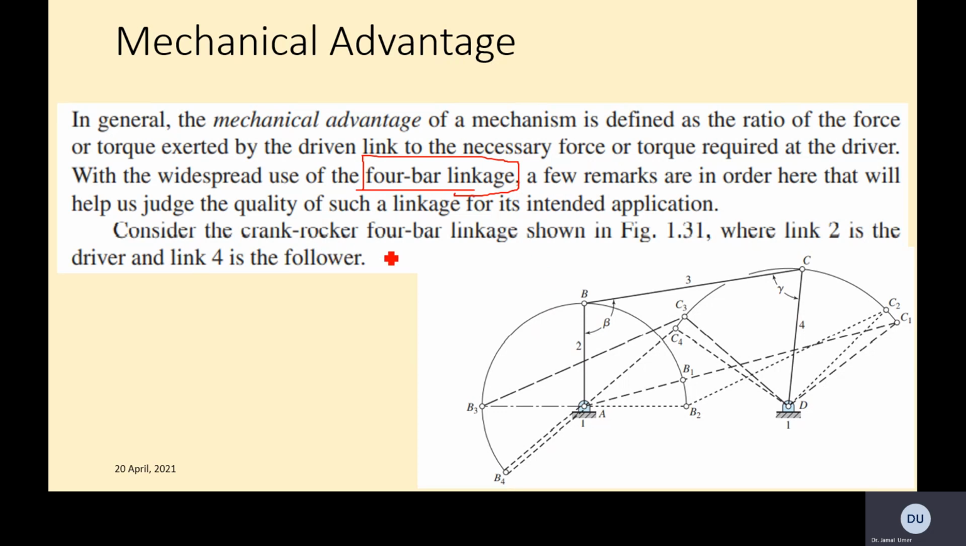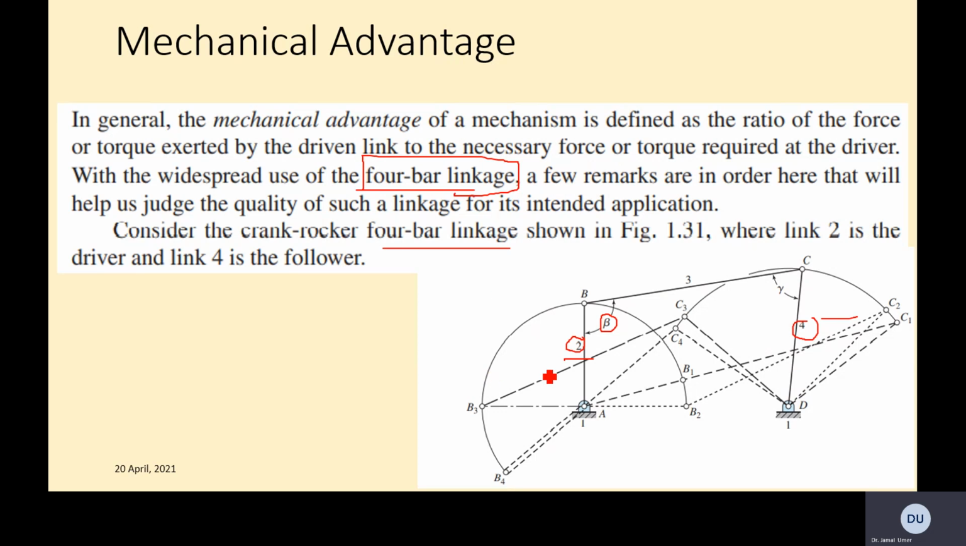Consider the crank-rocker 4-bar linkage as shown in figure 1.31, where link 2 is the driver and link 4 is the follower. So this is the driver, and this is the driven link. Link 1 is fixed, link 2 is the driver, link 3 is the connecting coupler, which is the BC link, and then you have the CD link, which is the follower, at some particular posture.